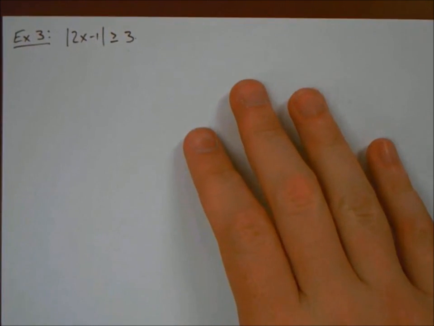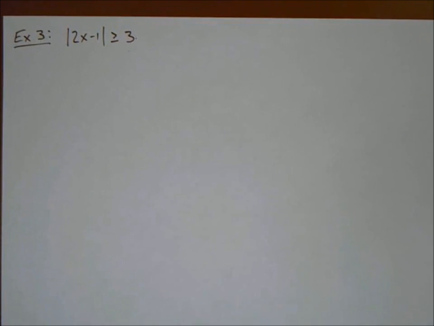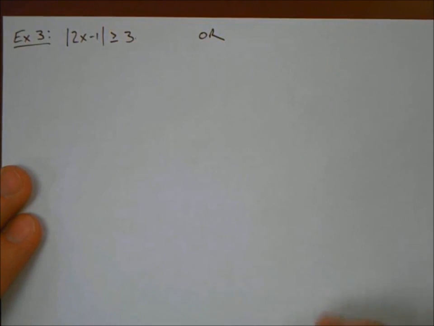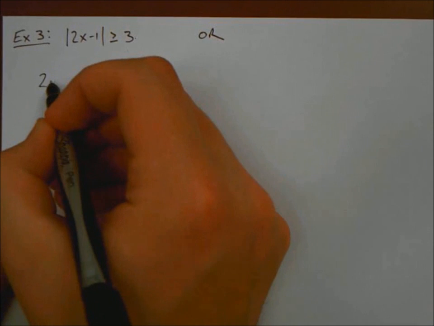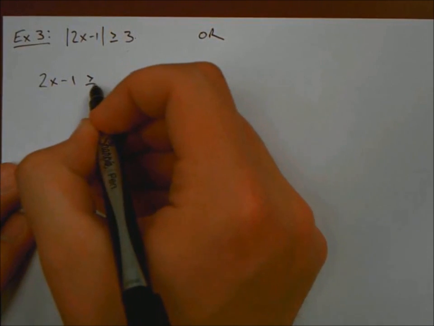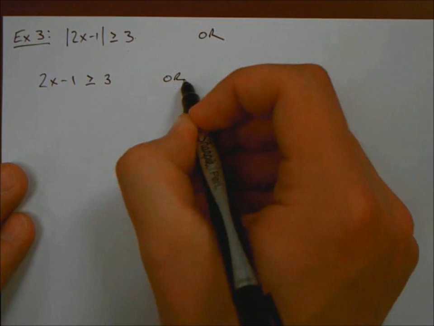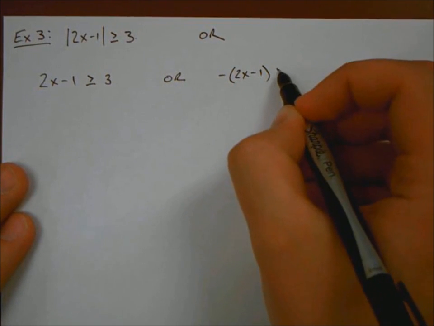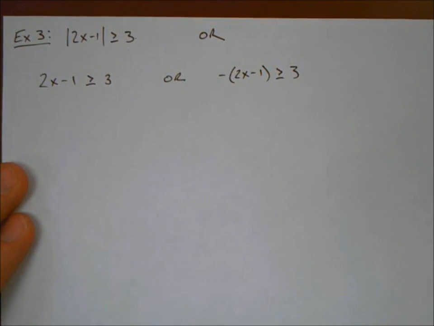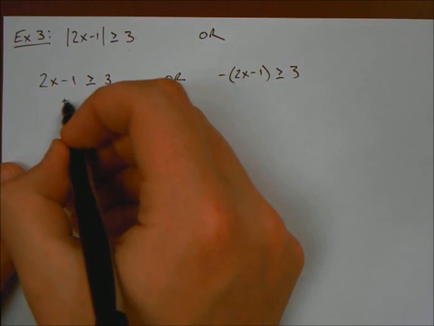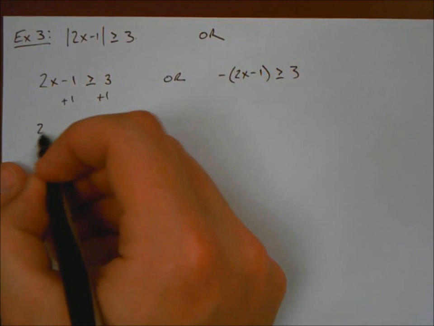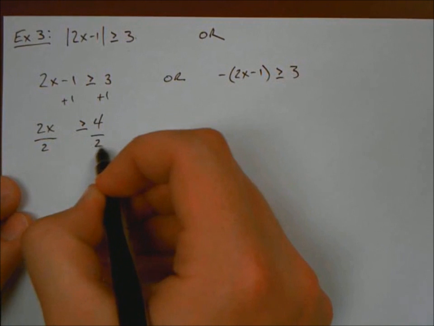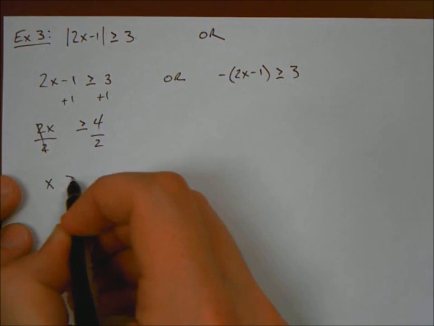We're dealing with a greater than, which means that just like in our last example, this is an or. So I know that I have this one, 2x minus 1 is greater than or equal to 3, or the negative possibility. On the right here, I'm going to add 1 to both sides. 2x is greater than or equal to 4. Divide both sides by 2. X is greater than or equal to 2.